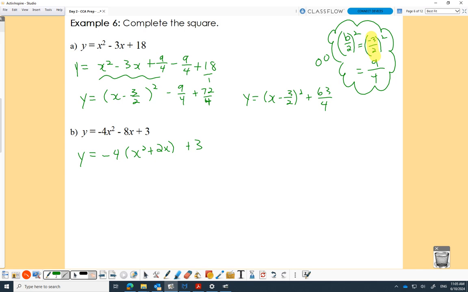B/2 squared? Oh, this one's nicer. 2 divided by 2 is 1. So I get y equals -4 x squared plus 2x plus 1 minus 1. And what 2 numbers multiply to 1, but add to 2? 1 and 1. Then something weird's going to happen.